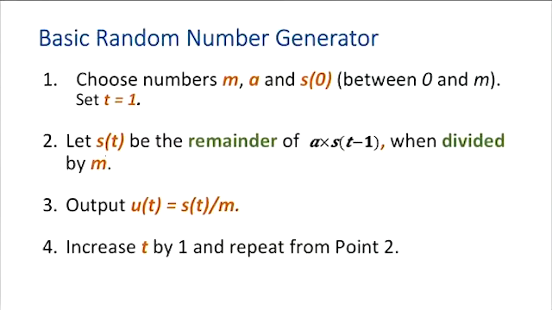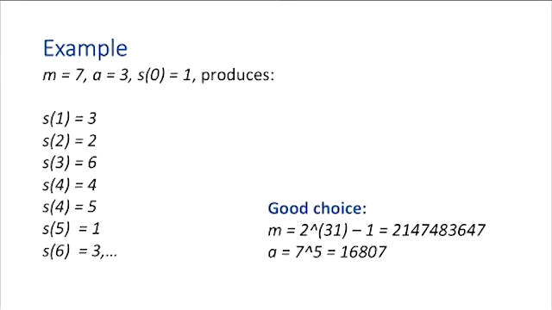I'll give you an example soon. Then you output this number S, or S1, divided by this last number M. And then you repeat that. So you get S0, S1, S2, S3, etc.